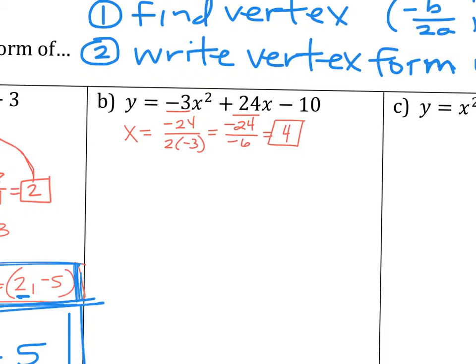How do you find y? How do you find the vertex? You plug that in. So 4 is going to go here and here. So it's going to be y equals negative 3 times 4 squared plus 24 times 4 minus 10. Okay? What does this work out to?